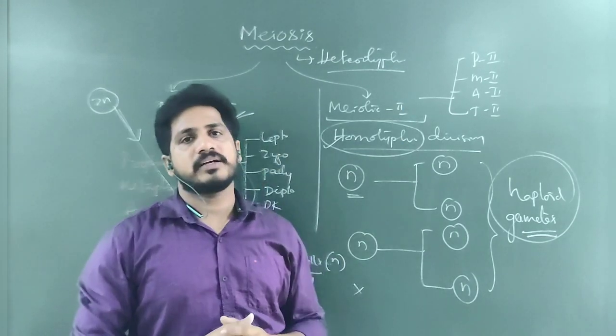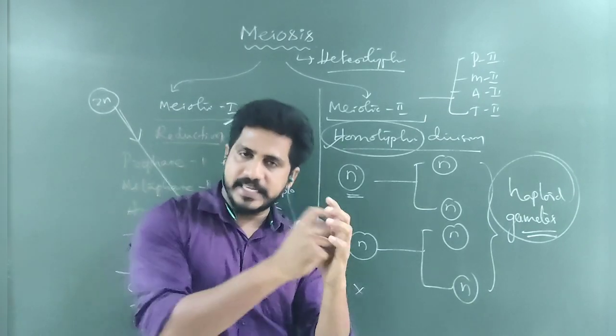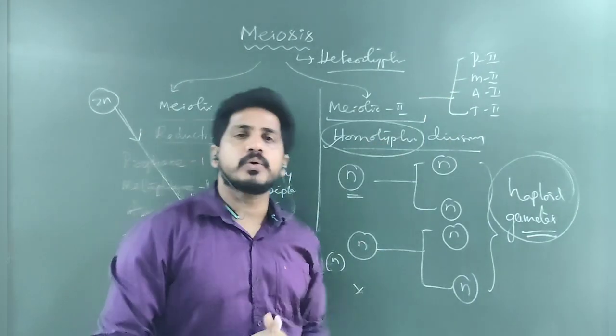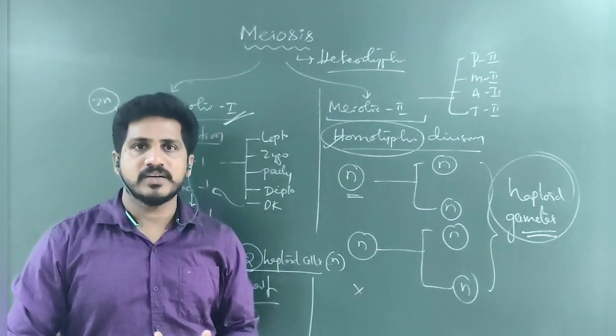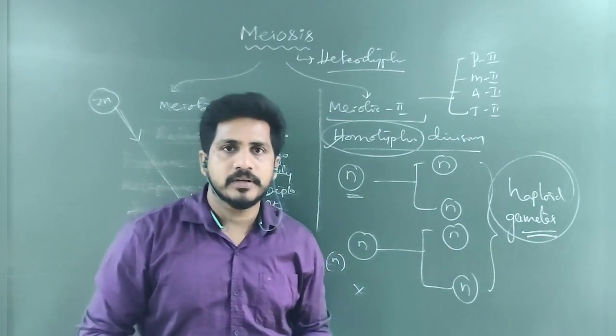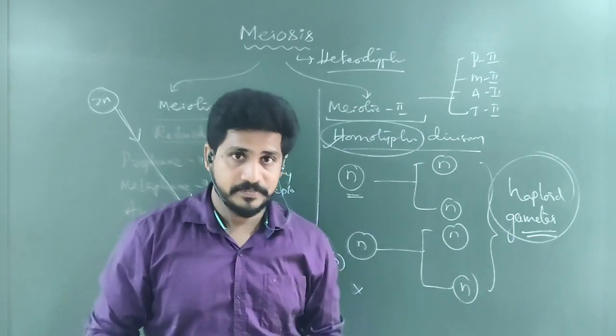Then next, in metaphase, what happens? The metaphase plate is formed. All the chromosomes come to the center of the cell. In anaphase 2, what happens? Just like the anaphase of mitotic division, equal division, no? So they are pulled towards their poles. But here the chromatids do not remain the same.